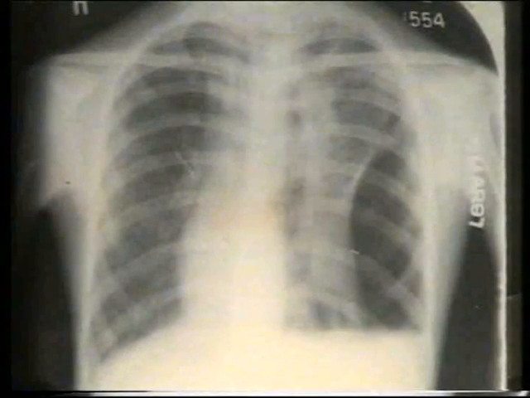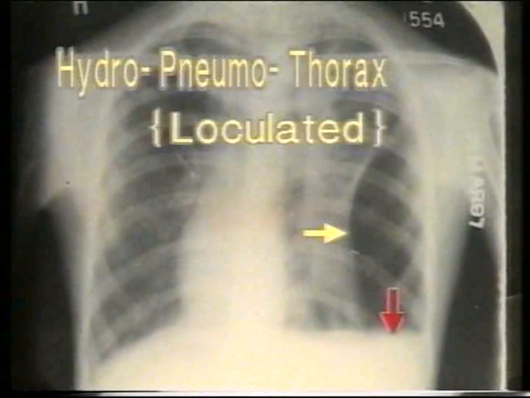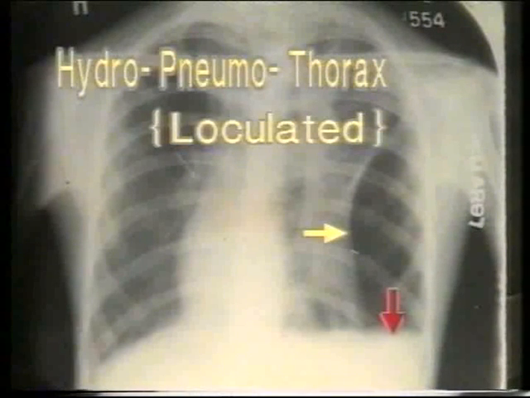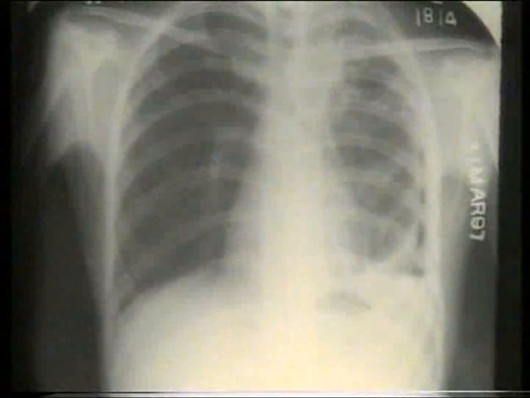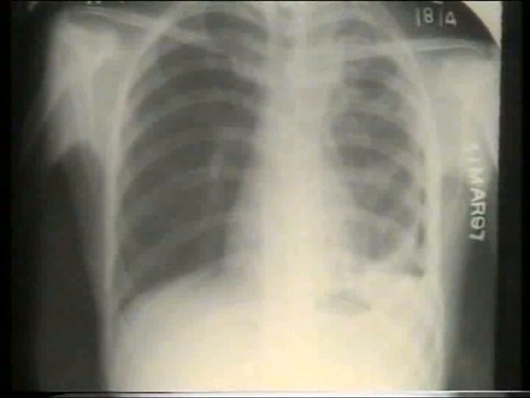Compare it with this X-ray of loculated hydropneumothorax. Note the lung border shown by the yellow arrow, which is not fibrosed. On aspiration, clear fluid and air were aspirated. And in the next X-ray, you will see that the lung has expanded well with only a thin rim of air and a small amount of fluid at the bottom.